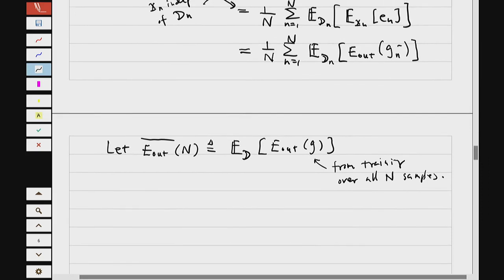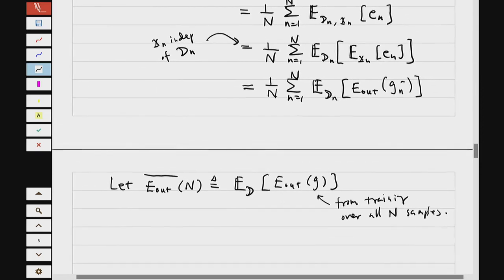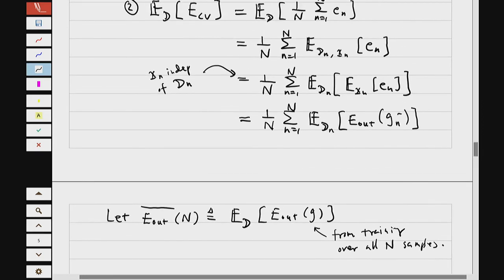Now, why do we define something like that? Can you draw a connection between this one and the one above? This one is E of the entire D, right? G is trained over the entire D. How about the one above? The expectation is taken over Dn. How about Gn minus? Gn minus is trained over Dn, right? So these two terms are very similar.